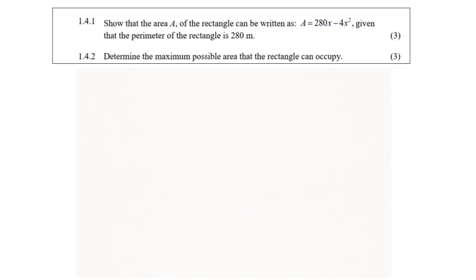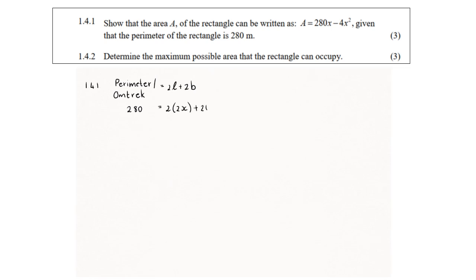In the first question, they ask us to show that the area A of the rectangle can be written as A equals 280x minus 4x squared, given that the perimeter of the rectangle is 280 meters. They gave us in the sketch that the length of the rectangle is 2x and the breadth is y. And the formula for the perimeter of a rectangle is 2 times the length plus 2 times the breadth. So that means then that 280, the perimeter, is equal to 2 times 2x plus 2 times y.